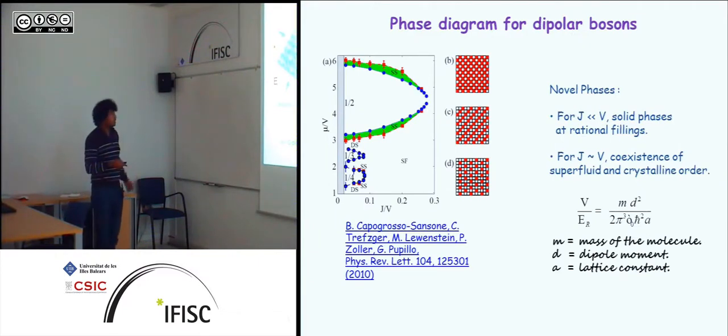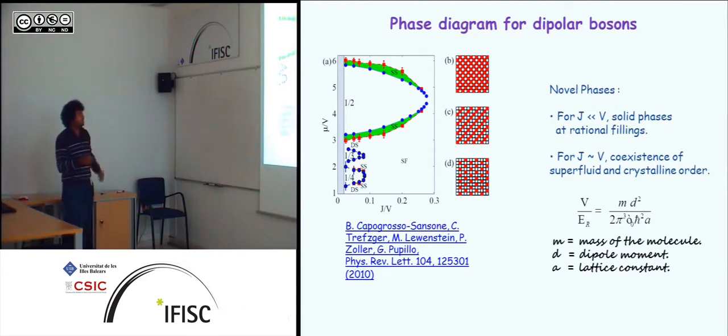One of the reasons is that this can have interesting phases, and this is a study from this paper. What you see here is the chemical potential, and the tunneling divided by this nearest-neighbor interaction. So let's say your tunneling is smaller than this V. This V is the interaction between this site and the next one.